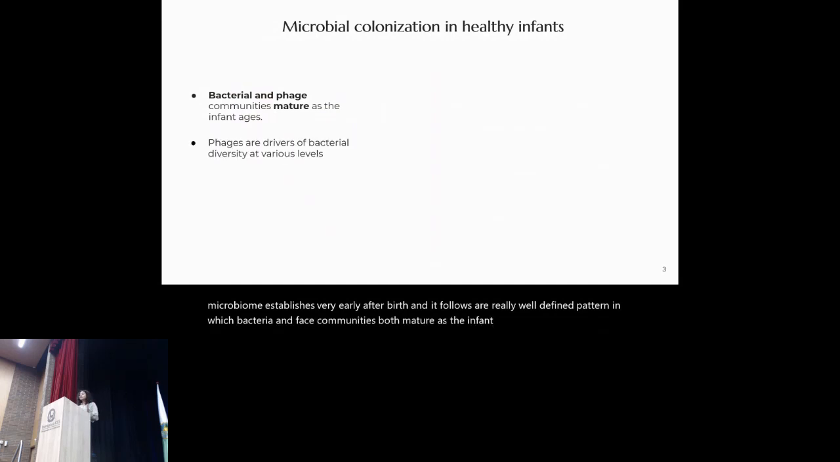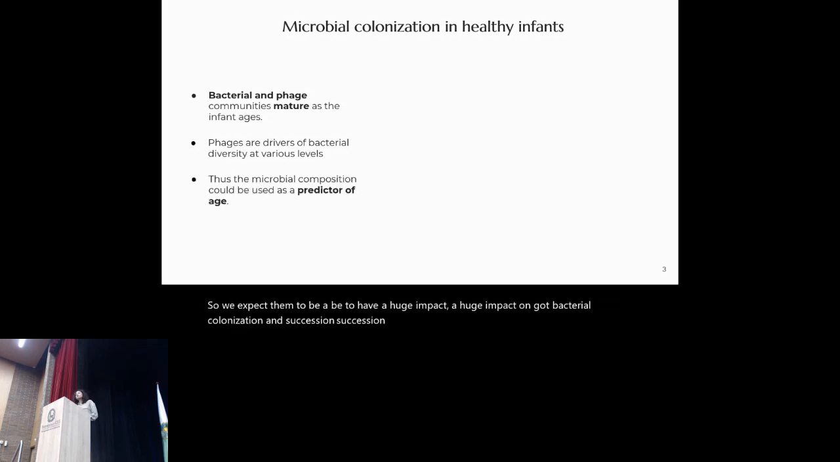We would like to focus on phages because they are drivers of bacterial diversity at different levels. They can kill bacteria and they can also modify their genetic pools. So we expect them to have a huge impact on gut bacterial colonization and succession patterns. Thus, we can use the microbial composition, both phages and bacteria, to predict the age of the infants.